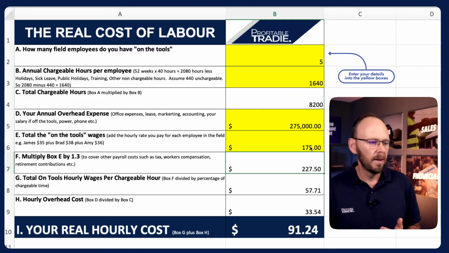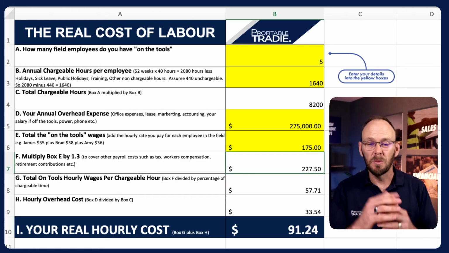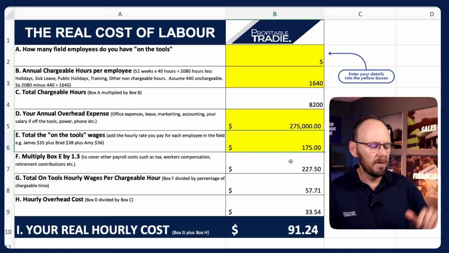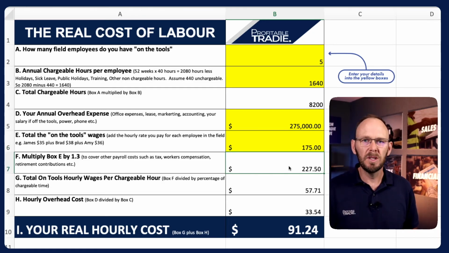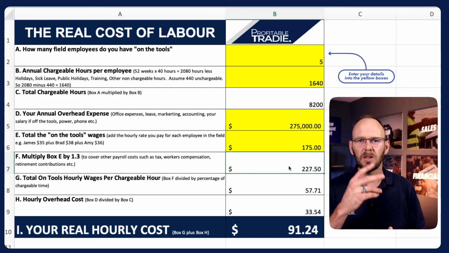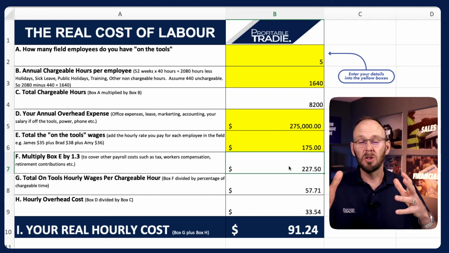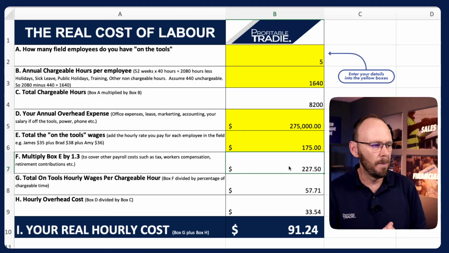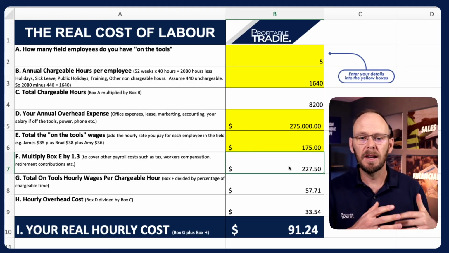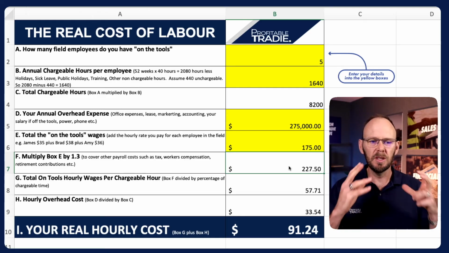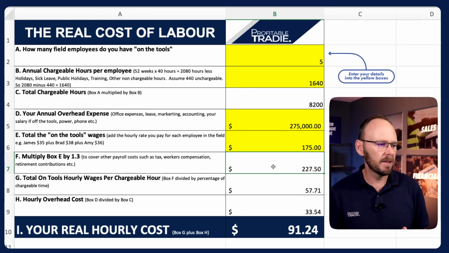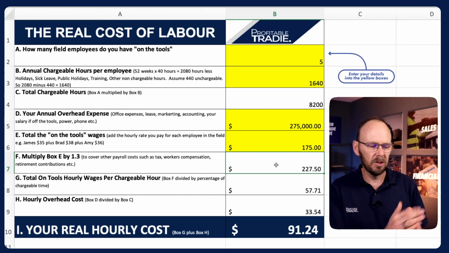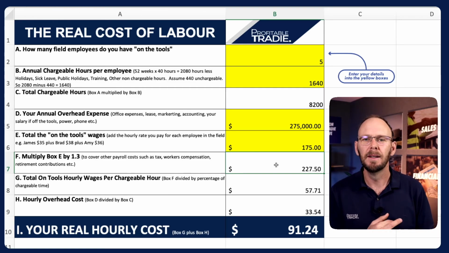So that's cool. Now the rest of it's filled itself in. That's how easy this is, but I'm just going to talk you through how it looks. So $175, that's the total hourly wages that you pay. Box F here, we're simply going to multiply that by 1.3 because there's some other costs associated with wages. You've got some payroll taxes, maybe you make some contributions to retirement funds, 401k or super or KiwiSaver or whatever it is. Maybe there's some workers' compensation, accident compensation levies, a whole bunch of stuff you might pay. So we're just going to call that 1.3. That's going to give us $227.50 per hour that it's costing us.